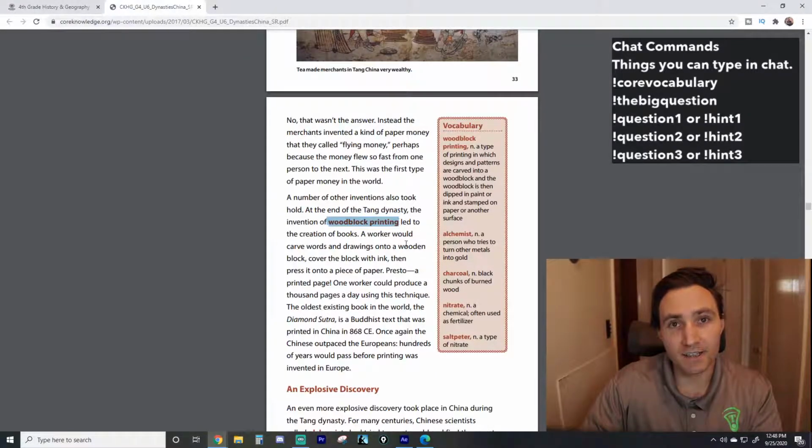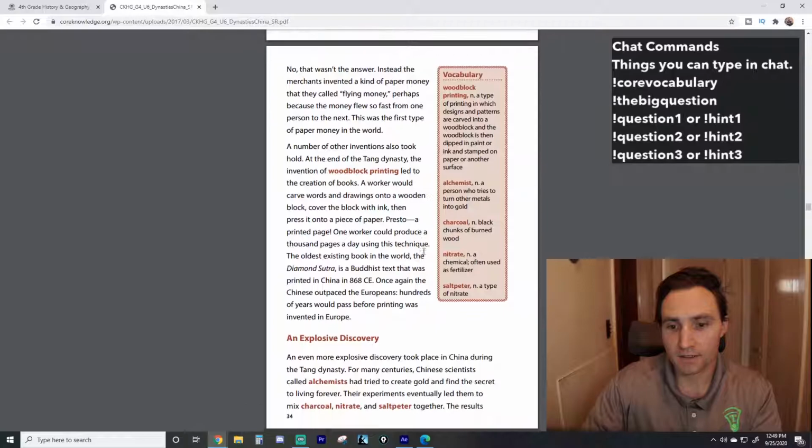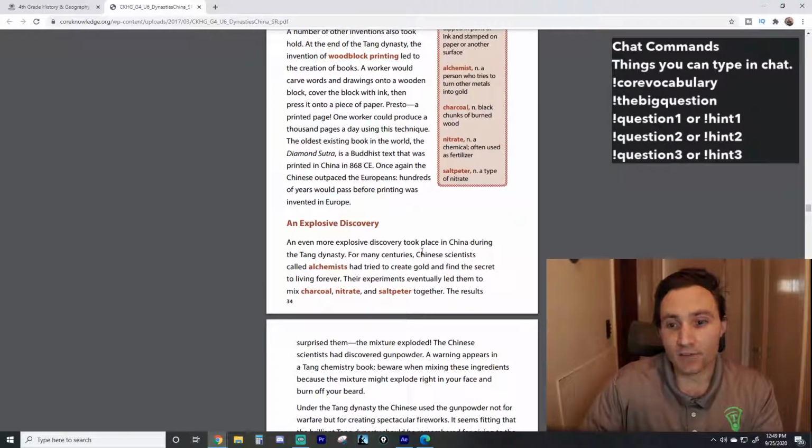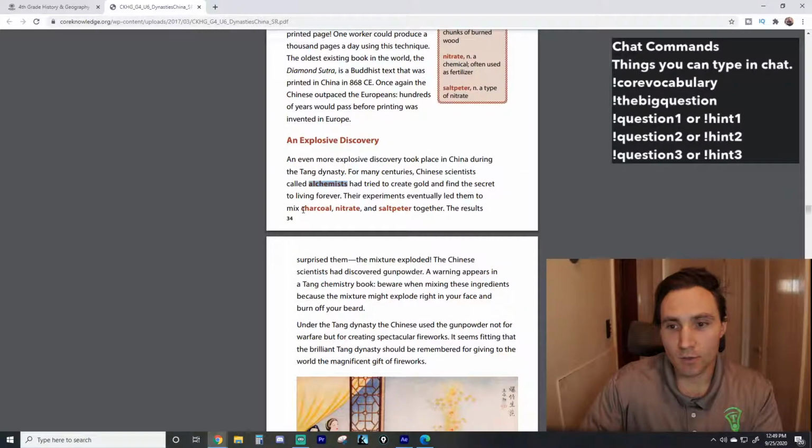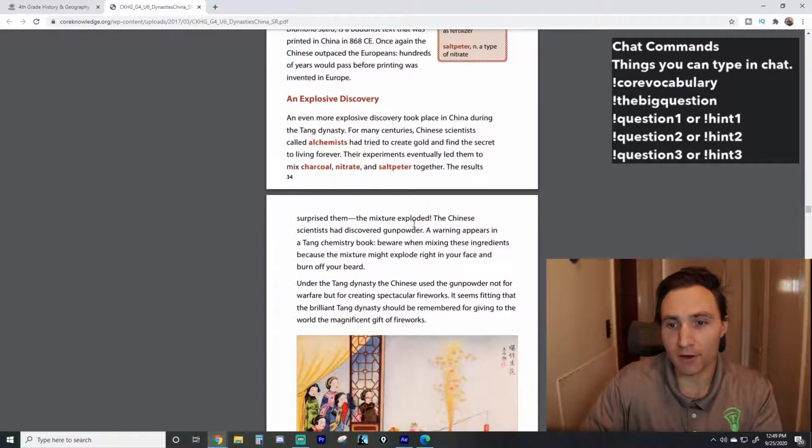So woodblock printing was invented during the Tang Dynasty. That's how they were able to make books, and they were able to print around 1,000 pages a day with this woodblock printing. We also learned that they discovered gunpowder during the Tang Dynasty. The alchemists, these scientists who tried to turn different metals into gold, experimented with a few different chemicals and resulted in gunpowder. But they didn't use gunpowder for warfare or for guns or weaponry. They used the gunpowder for making fireworks.